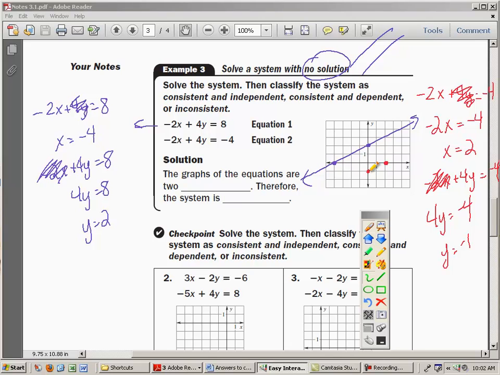Go ahead and graph these, connect these points with a straight line, and what do you see? What type of lines are those? Absolutely, those are parallel lines. The graphs of the equations are two parallel lines. And since they're two parallel lines, that means that it has no solutions, and the system is inconsistent.